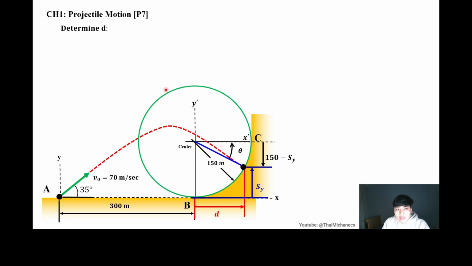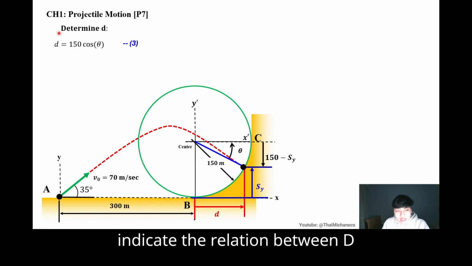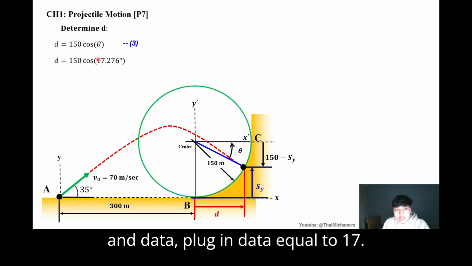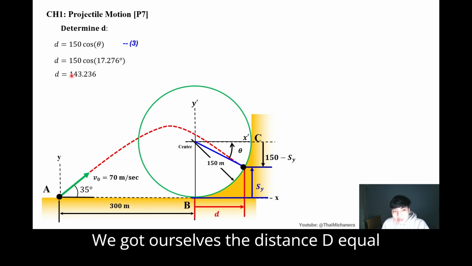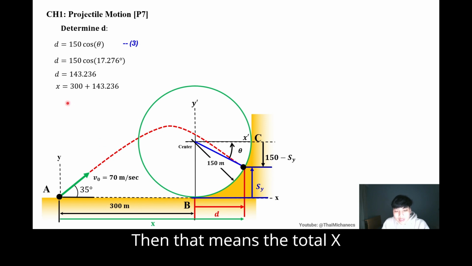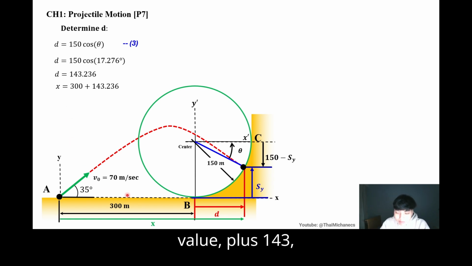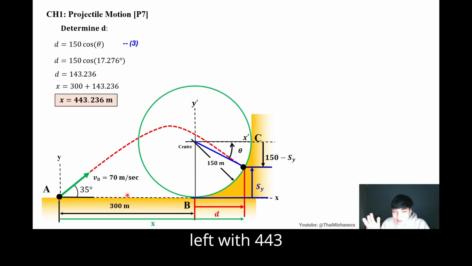Now that we know the angle theta, we can find the distance d and the vertical distance sy. We pick up equation 3, which indicates the relation between d and theta. Plug in theta equal to 17, and we get the distance d equal to 143 meters. Then the total x coordinate should be 300 plus that value, plus 143, leaving 443 meters from the origin to the impact point on the x-axis.